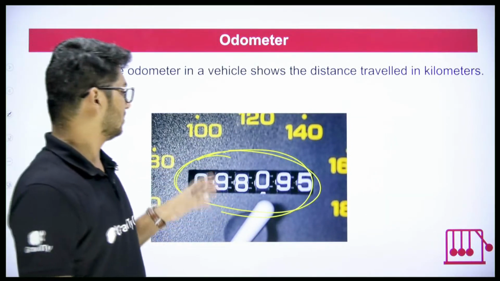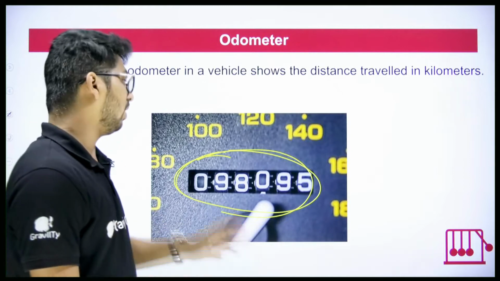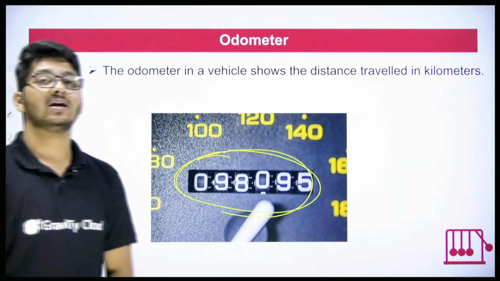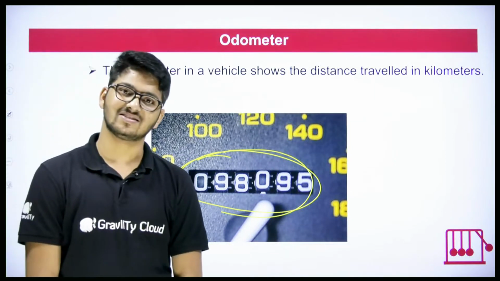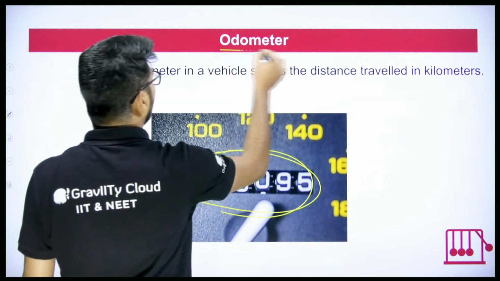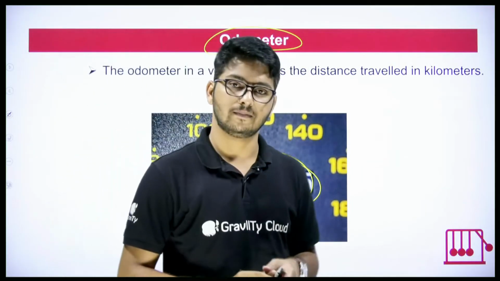So if I look at this, the vehicle has traveled 98,095 kilometers throughout its lifetime. And what is that called? It is called the odometer. It shows us the total distance traveled.